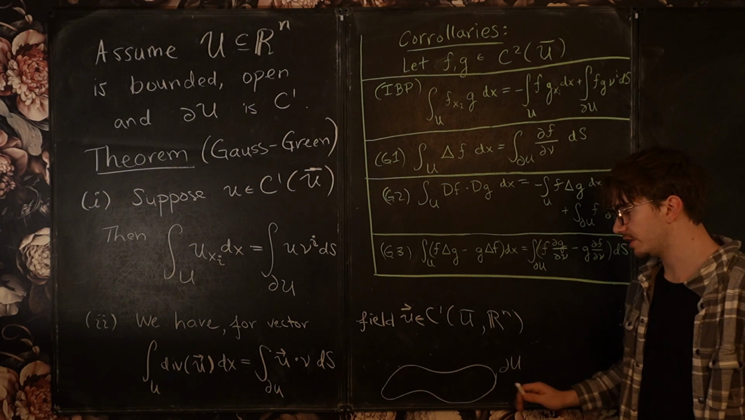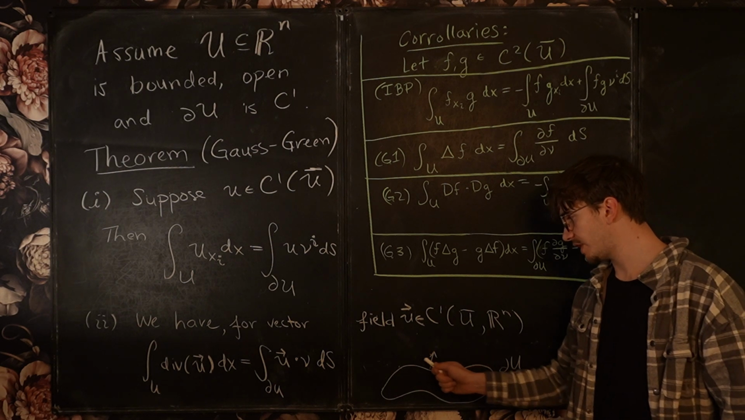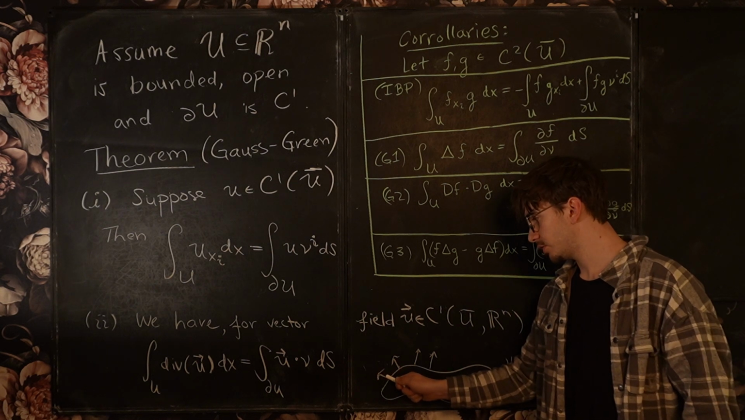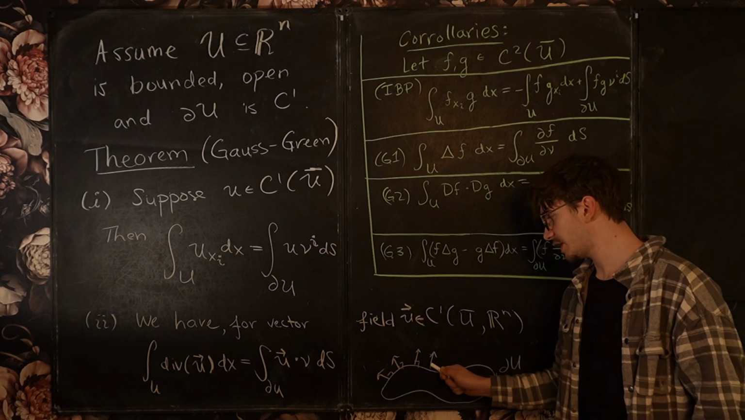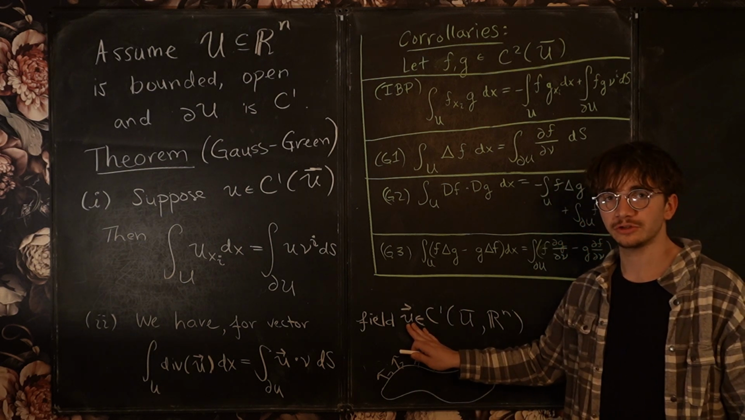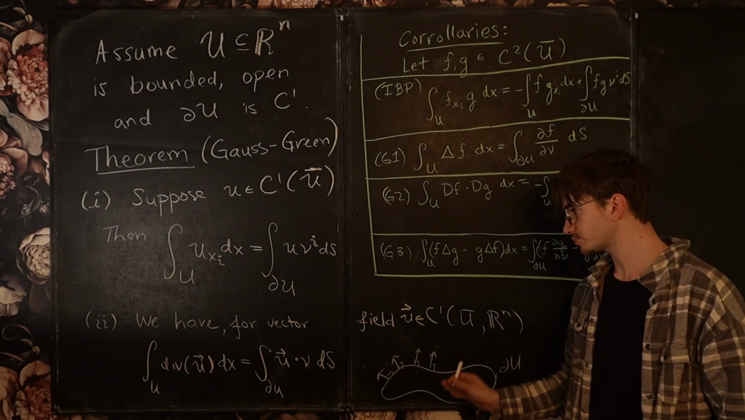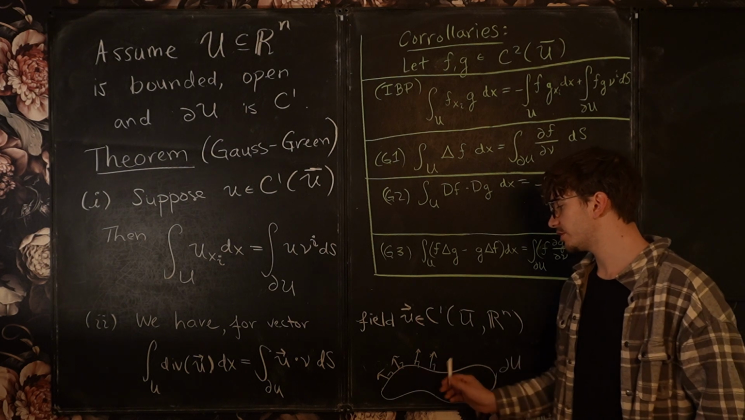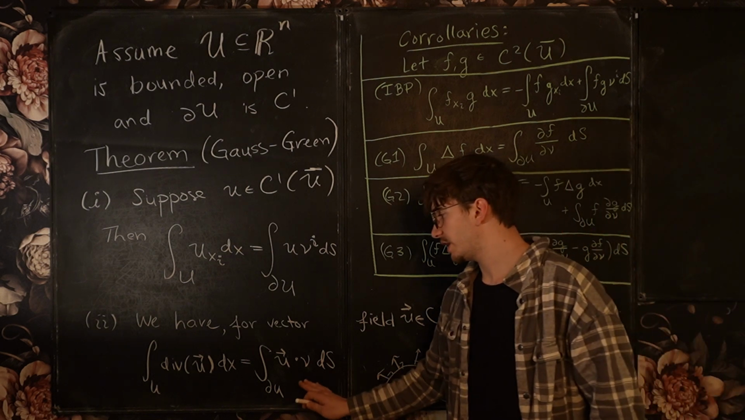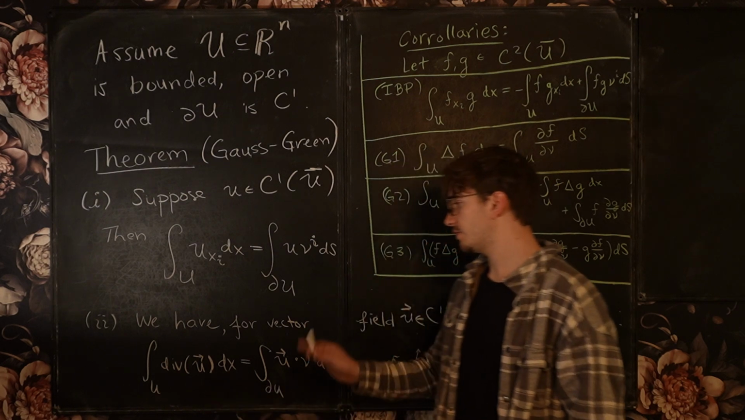Partial U is the boundary of the set. And so on this surface, on its boundary, I have this outward pointing normal vector field. The idea is that if I look at the projection of my vector field U onto this outward unit normal direction and integrate this over the entire boundary, it is equal to the integral over the open set U of the divergence of our vector field.